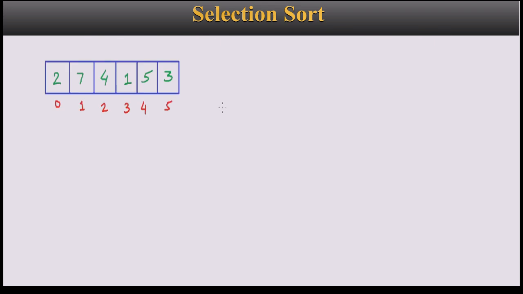Now let's say we want to write a program to sort a list of integers given to us in the form of an array. Something like this. We have an array of 6 integers here. So we have indices from 0 to 5. Let's name this array A.